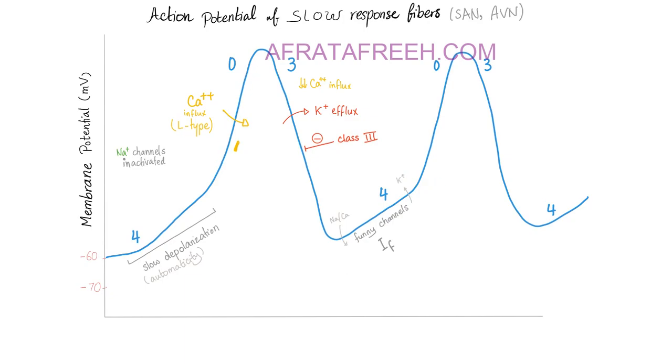However, phase 0 is not due to sodium influx. It's due to calcium influx, still the L type. And then in phase 3 we have the potassium efflux, as you know. Phase 3 is always blocked by class 3. If this is a calcium channel, who do you think is gonna block it? Calcium channel blockers, also known as class 4.